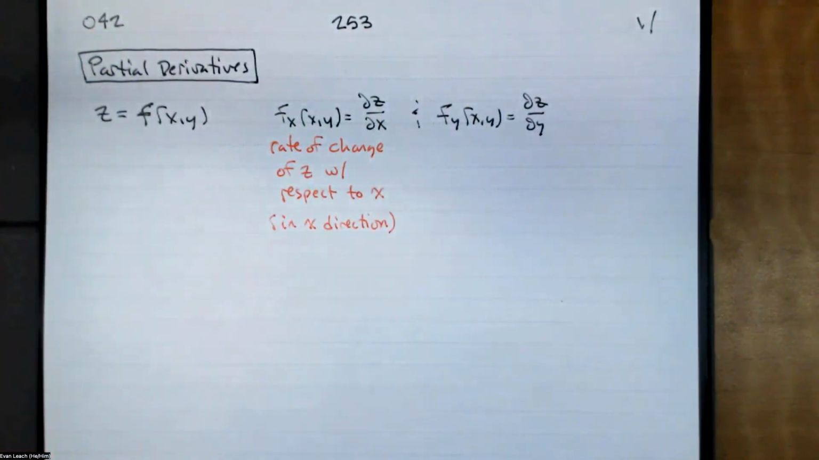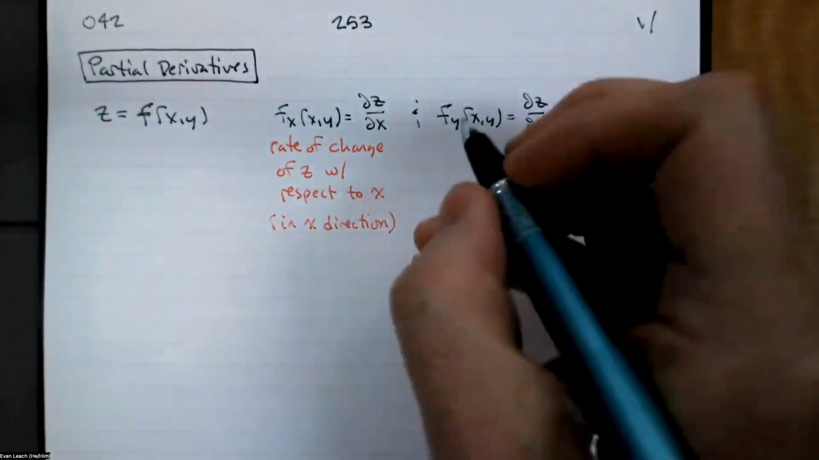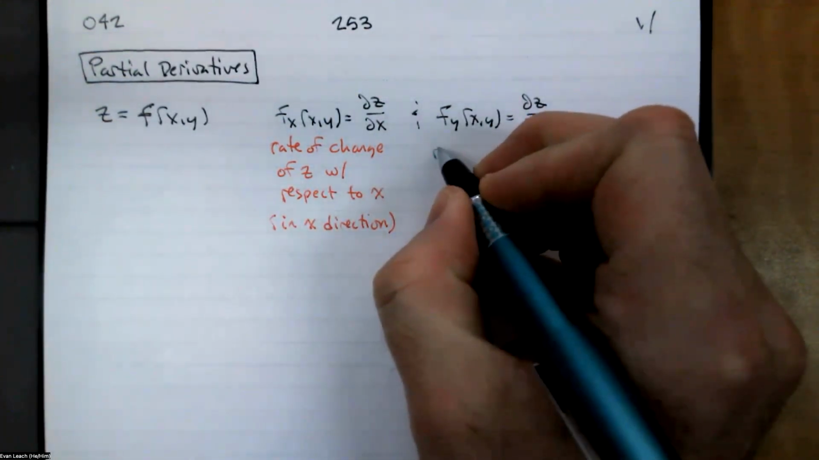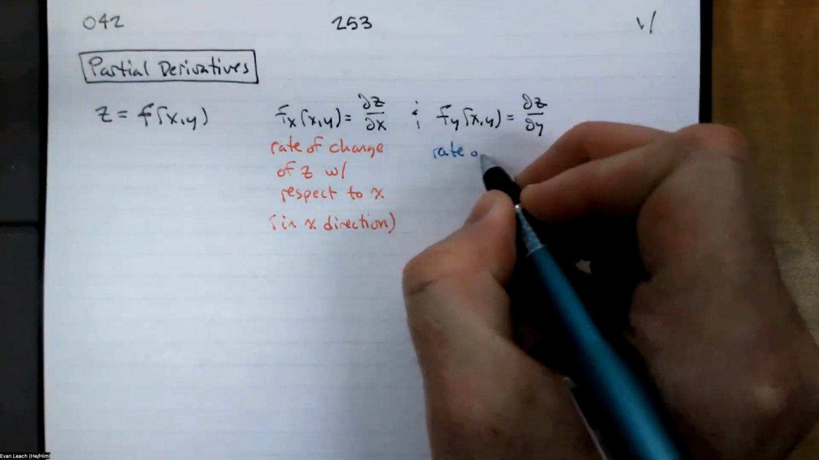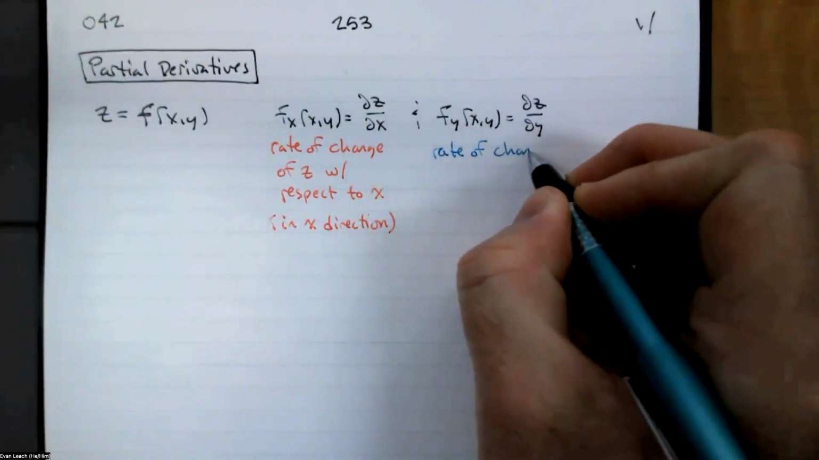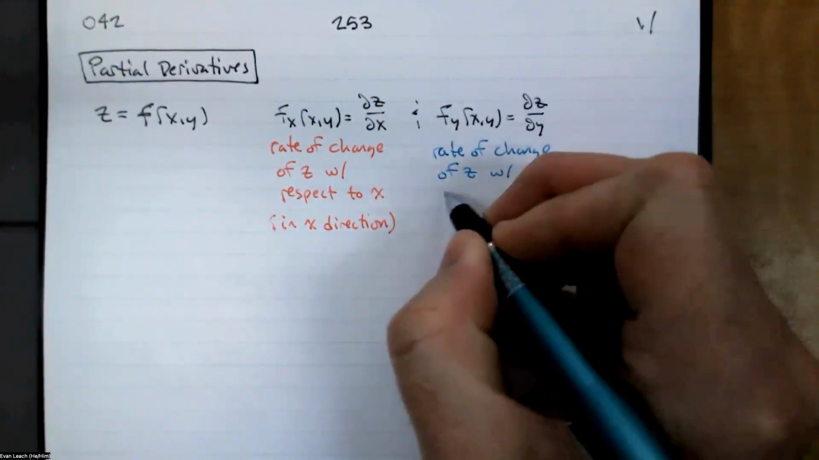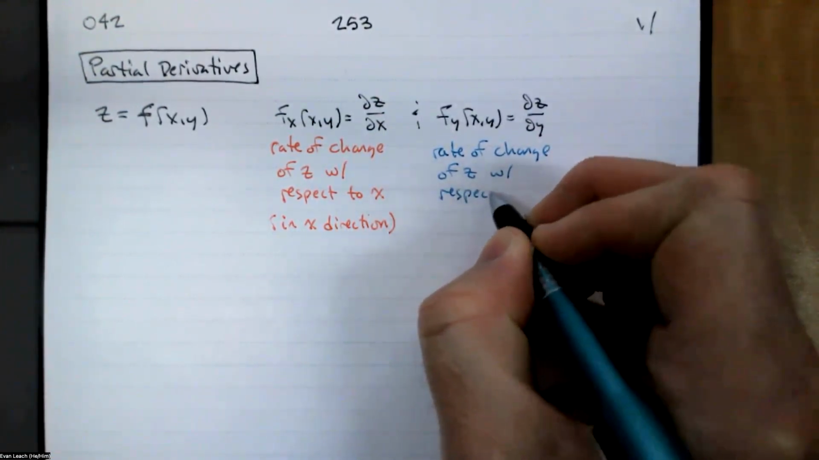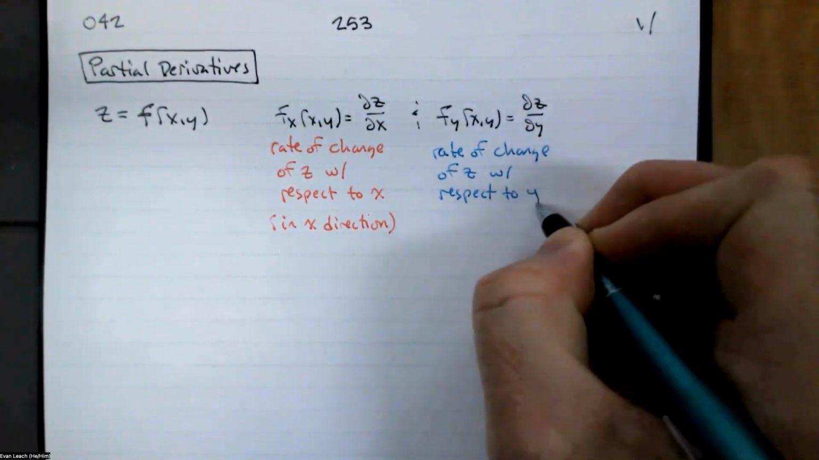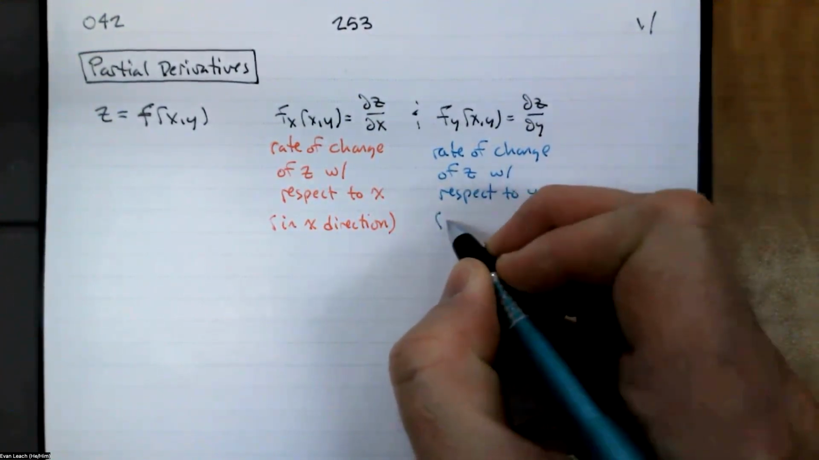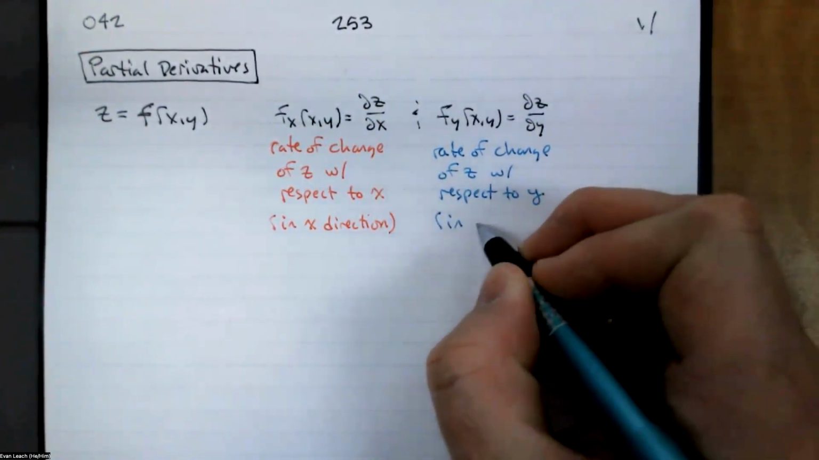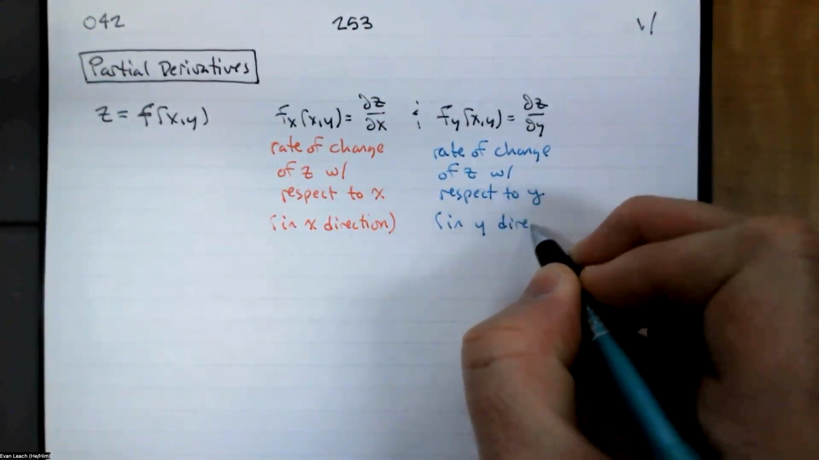And then Fy will be the same, but with y. So this is the rate of change of z with respect to y. And I phrased it a little bit differently yesterday. I said in the y direction.